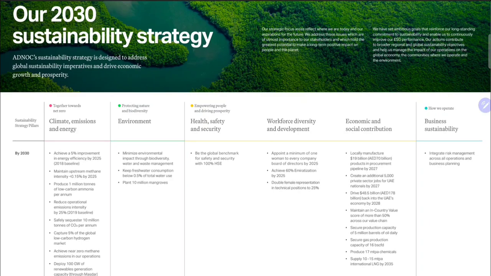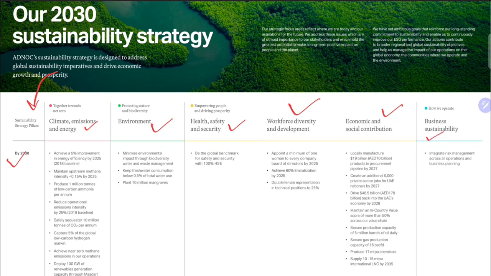Again, it's a part of the corporate sustainability strategic framework. That is the structure the company might have, and that's why they are writing these details. So what are the sustainability strategic pillars by 2030? Let's say the key focus areas: climate, emissions and energy; then environment, health, safety and security; workforce diversity and development; economic and social contribution; and business sustainability.